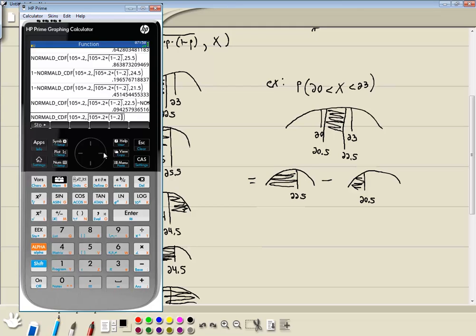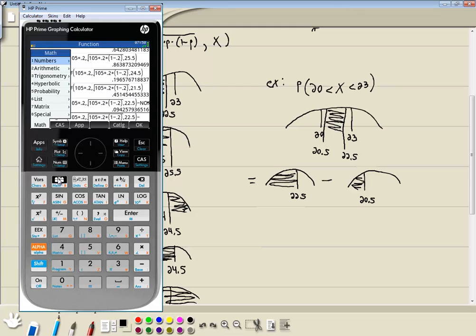And I'll do a right arrow key to get out of the parentheses, right arrow key to get out of the square root, and I'll do comma, and then my corrected x value, which is 22.5. Okay, then I'm going to right arrow to get it out of the parentheses, and I'll do my minus. That's this right here. And let's do this one.